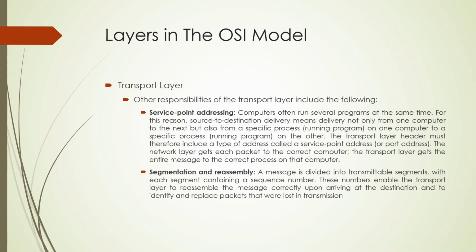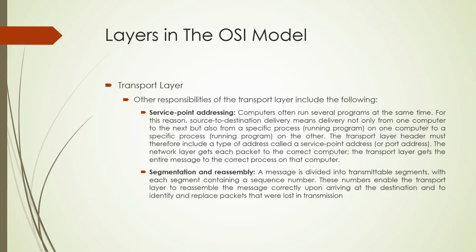Again, another responsibility of the transport layer is what? Segmentation and reassembly. So a message is divided into transmittable segments that we have discussed earlier, and each segment contains a sequence number. These numbers enable the transport layer to reassemble the message correctly upon arriving at the destination, right? Now it can happen that we are sending a message and the message has been segmented into, suppose, 10 frames. It can happen that all these frames will not go to the receiver side sequentially. It can happen that we send the first frame, then the second frame, then the fourth frame, and so on.